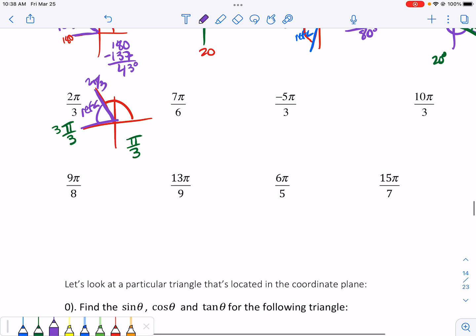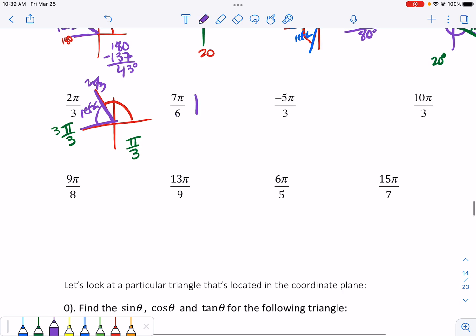Now, if we look at the next one, I like to switch it to a mixed fraction and then evaluate from there. So 6 goes into 7 once. We've got 1/6 left over. Okay. So then I can just look at this number, and instead of drawing, I mean, you can always still draw. There's nothing wrong with that. But I can do it without drawing, which is nice.